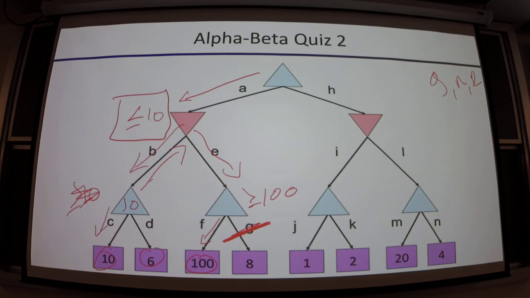Alright, so do we need to go down H? Yes, we do, right? Because we could find something. Well, now we have a value here, right? This is at least 10, right? Okay, so go down H. Do we need to go down I? We need to go down J. It's a maximizer node, so it's at least 1. Do we need to go down K? Yeah. Okay, so now we know this is 2, right? So we know this is less than or equal to 2, right? That brings us to L. We need to go down L.